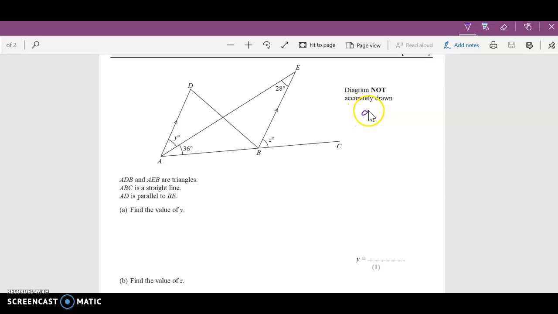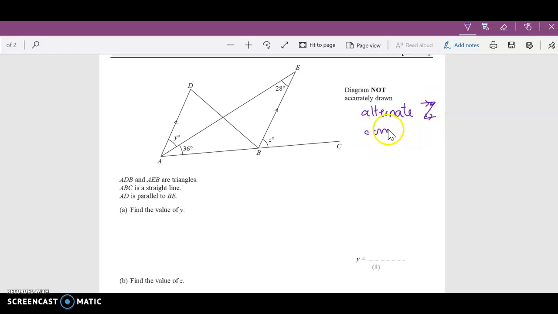So we've got the alternate rule, and that means angles that are alternate to one another. Some people think of it as the Z rule. So here's your parallel lines. You can see that this angle in here is the same as this angle in here.